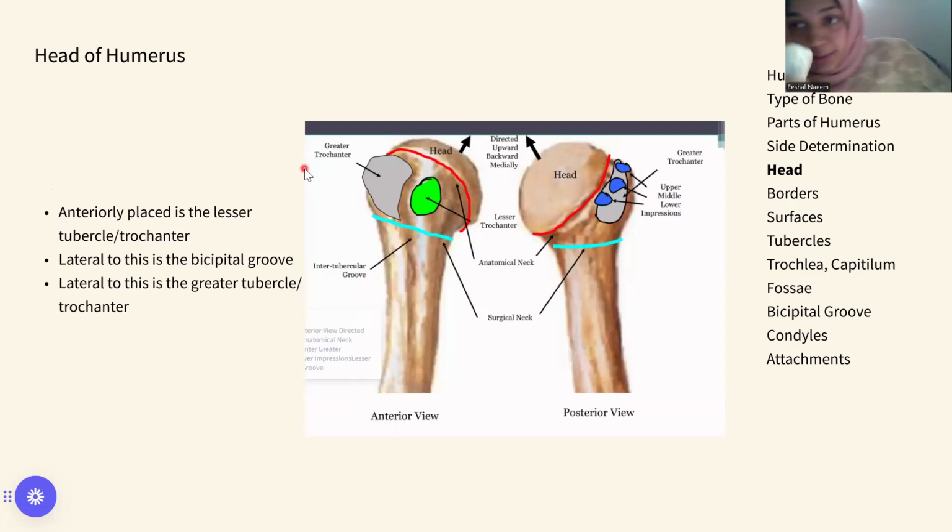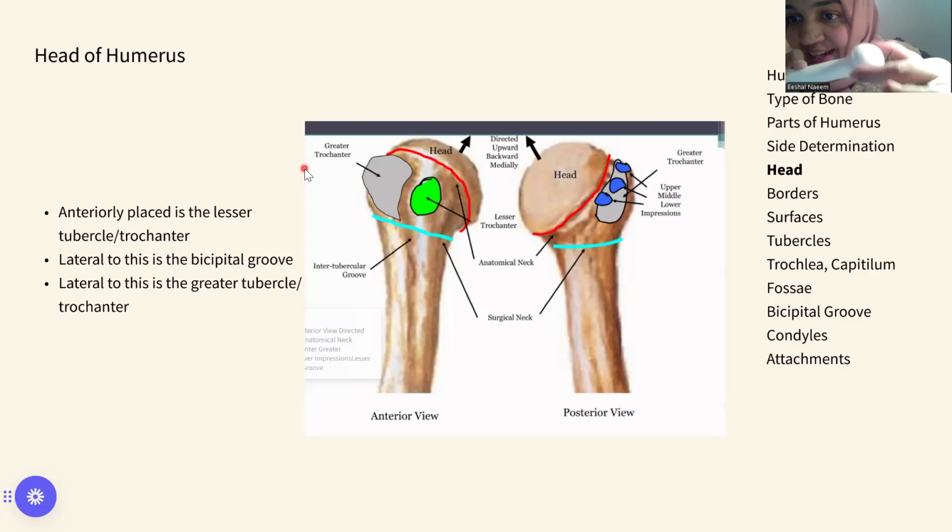Now, when we talk about the head of the humerus, there's some important landmarks that you should know. This is the lesser trochanter and this is the greater trochanter. And in between these two trochanters or tuberosities is the intertubercle sulcus, right? The intertubercle sulcus. Now, when we study the head, we can see that there is a shallow line. Can you see this? There's a line that covers just the head part, right?